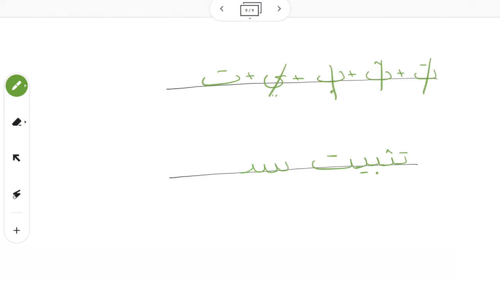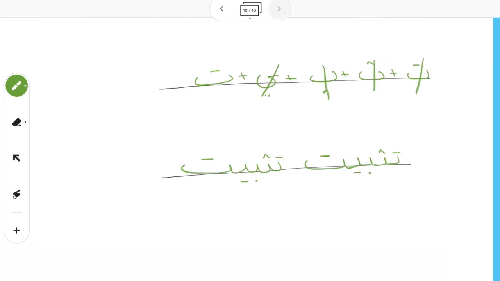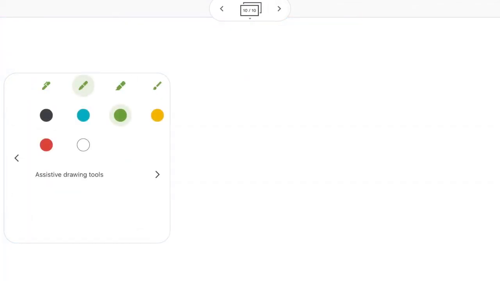So notice the shape here, where these first few letters are all shorter, and then the final ta is longer. Tathbeet. So now what I want to do is help you to remember these letters.